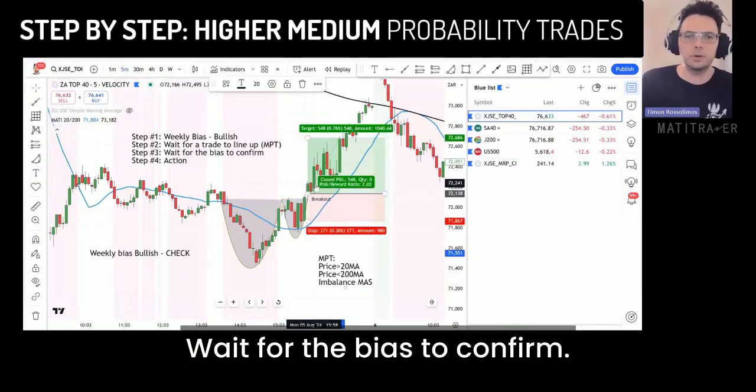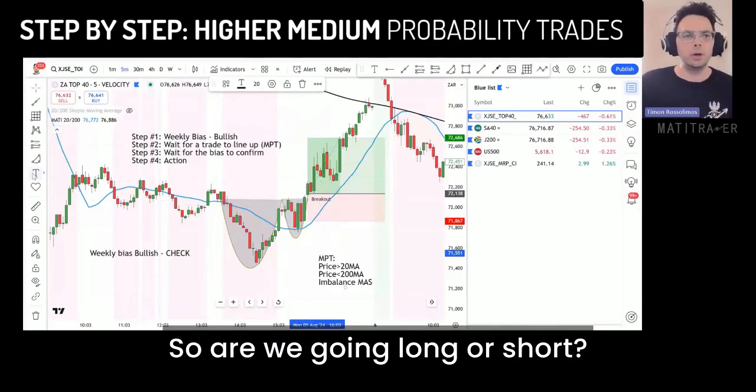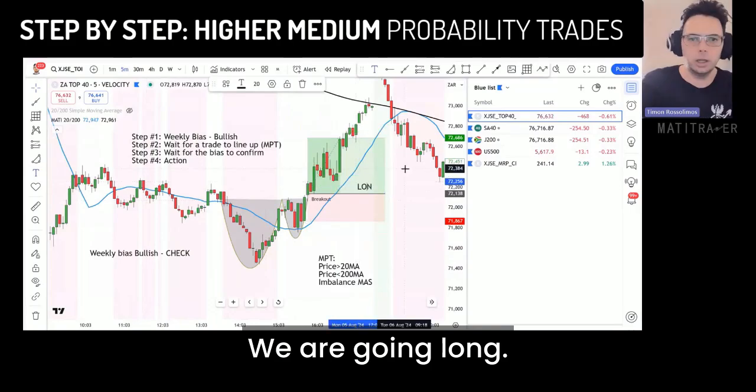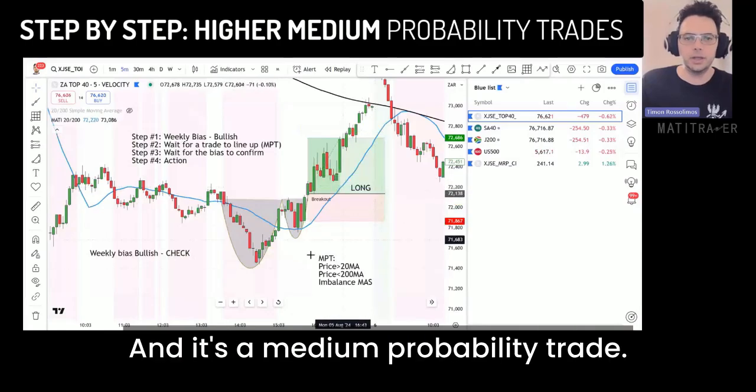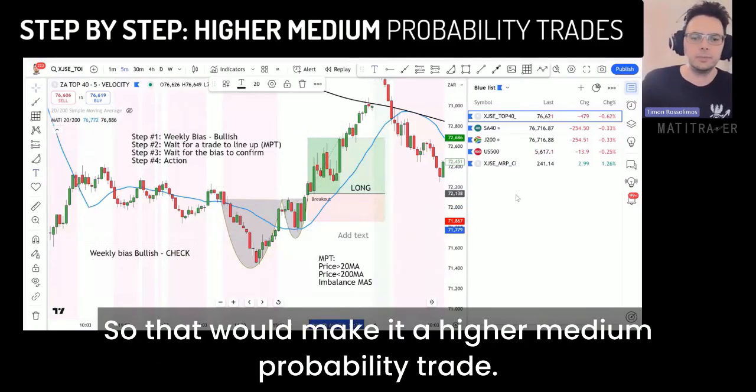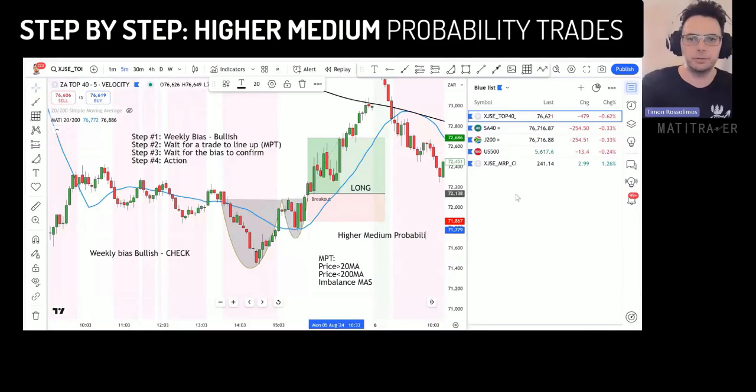Wait for the bias to confirm. So are we going long or short? We are going long. The weekly bias is bullish. We are going long, and it's a medium probability trade. So that would make it a higher medium probability trade.